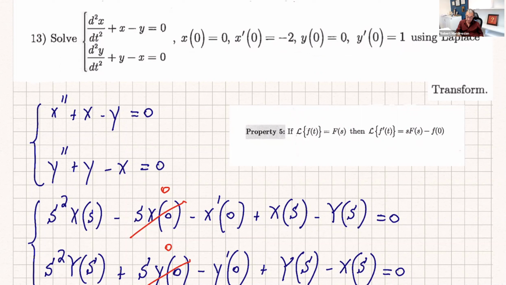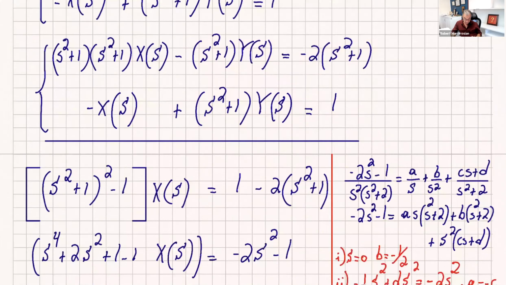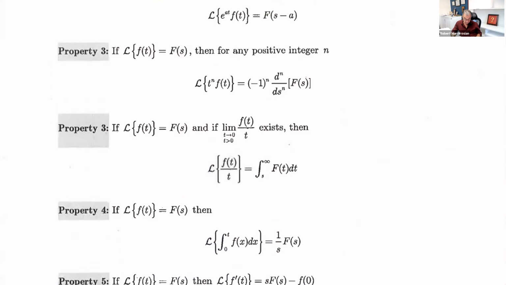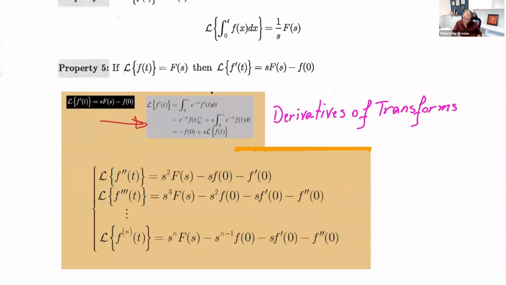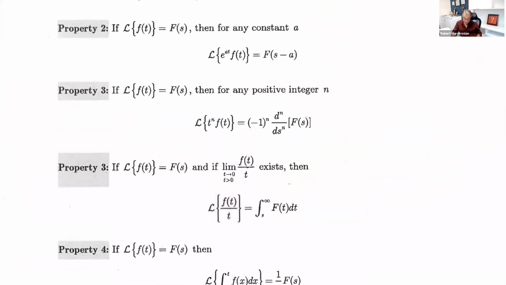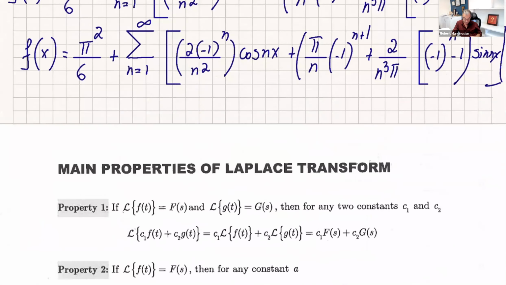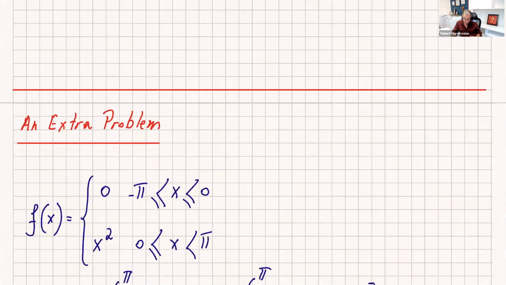So again, we use the same thing here. If you go to the end of the solution, I put all the properties, and I will put that up for you. Basically what we're using is derivatives of transforms. So we have that one here, and for the second derivative too. So let me go back to the problem.